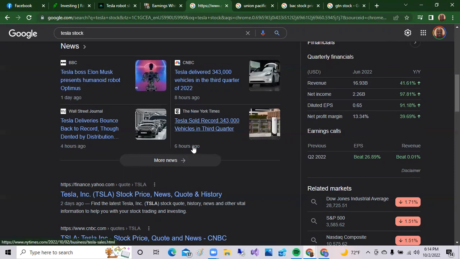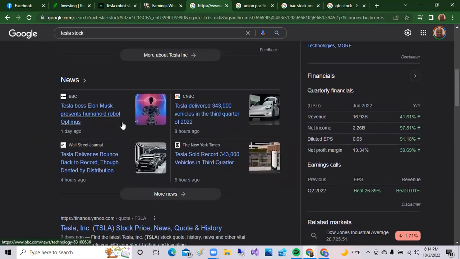Also, the number of Teslas sold during the quarter was 343,000. So the earnings call will be late October. That is the good news so far. We have the number of vehicles sold in quarter three of 2022. They'll be talking about earnings per share, revenue, profit margins, etc. But right now we have on Friday the release of the Tesla robot by Elon Musk on AI Day.